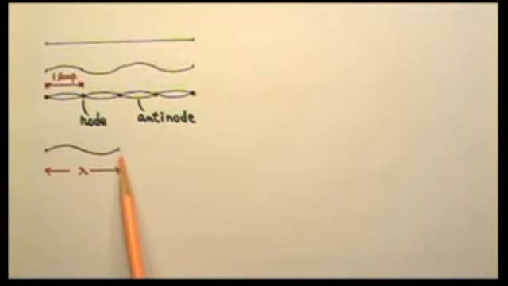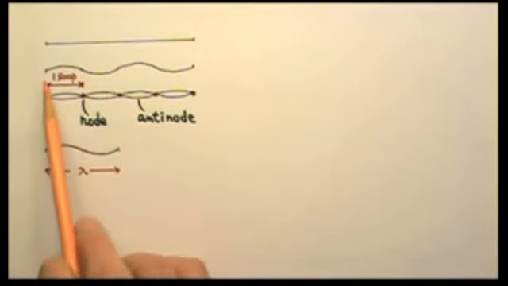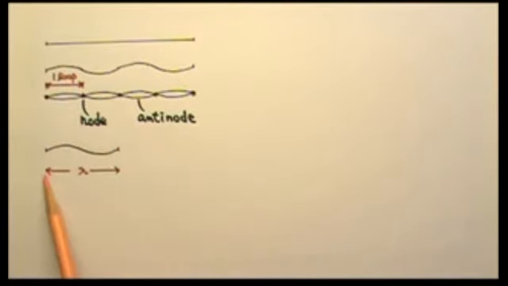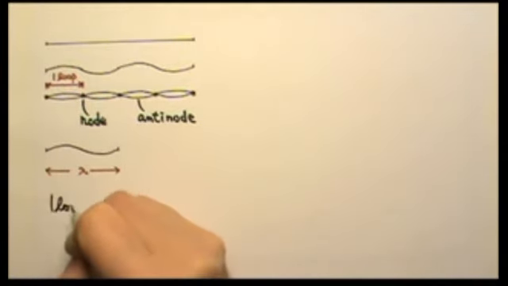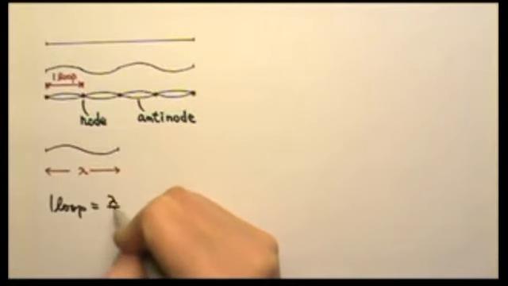Because one wavelength is always the wave going up, down, and then back. The length of one loop is always half a wavelength. So one loop is always half a wavelength. You shall find this very useful for standing wave problems.